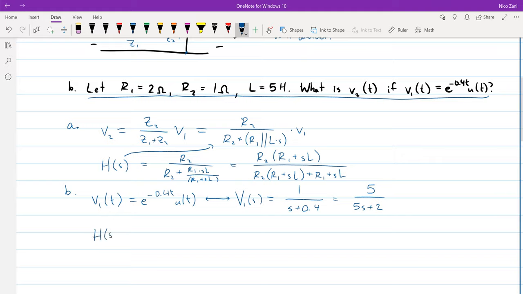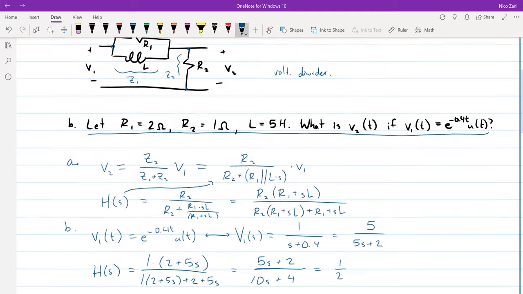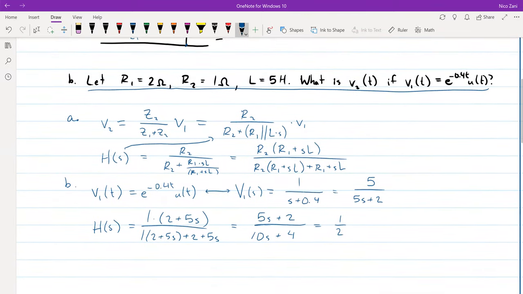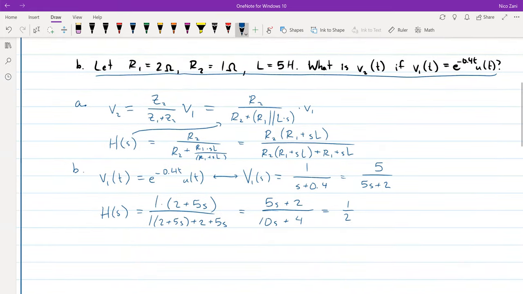So now we want to just plug values into H of S. And that's going to be 1 times 2 plus 5s over 1 times 2 plus 5s plus 2 plus 5s. So this is equal to 5s plus 2 over 4 plus 10s. Is that right? Yes, 10s plus 4. So this is actually just equal to 1/2 in this case. Okay. And from here, that doesn't seem right. Hold on.